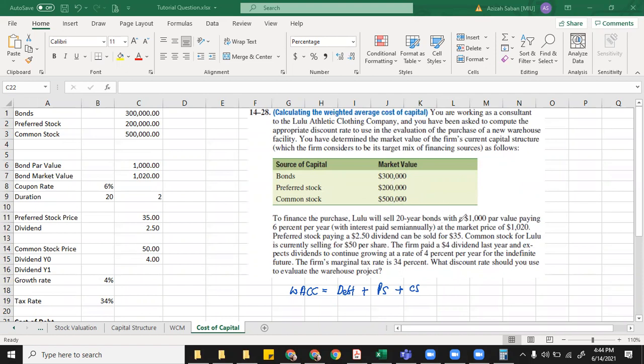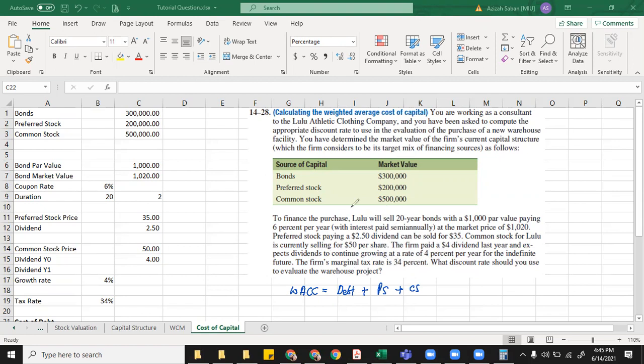Okay, that's a 20-year bond with 1,000 par value, paying 6% per year, with interest paid semi-annually, at the market price of 1,020. Preferred stock paying a $2.50 dividend can be sold for 35 per share. Common stock for Lulu is currently selling at $50 per share. The firm paid a $4 dividend last year and expects dividends to continue growing at a rate of 4% per year for the indefinite future. The firm's marginal tax rate is 34%. What discount rate should you use to evaluate the warehouse project?